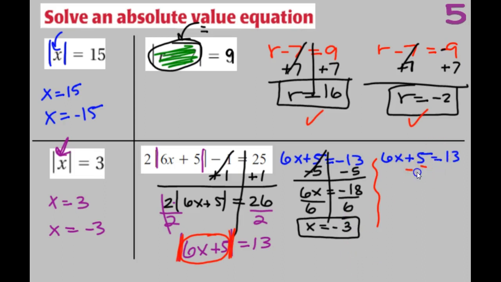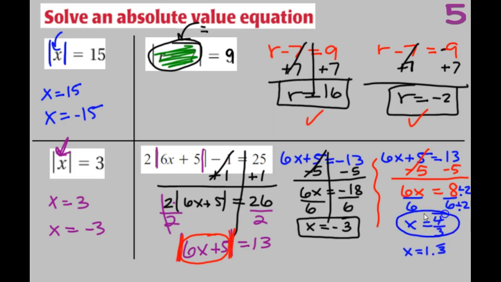Or on the other one here, subtract 5. Those eliminate. 13 take away 5 is 8. And then just divide by 6 on both sides. 8 divided by 6 is not going to be a nice number, but I can divide both by 2. So I'd get 4 over 3. Or if you'd like, 1.3 repeating. Whichever answer you would prefer.